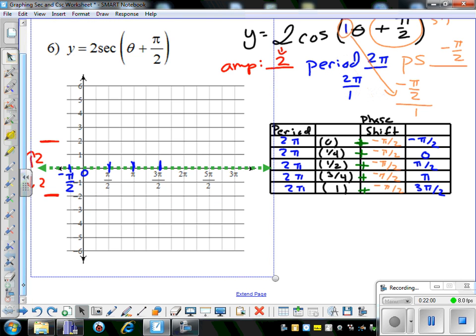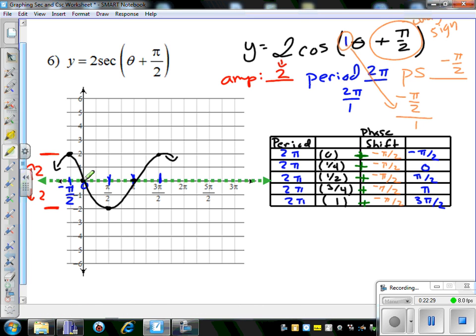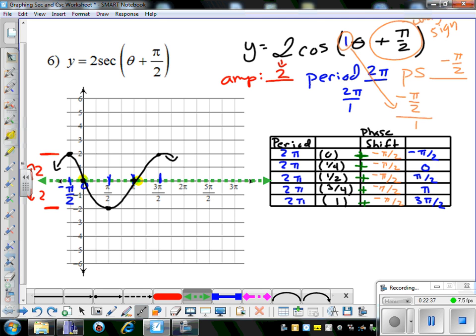Now, when I graph this through, I've got to graph the cosine function. The cosine function is going to start up at the top amplitude, hit the midline, bottom amplitude, midline, top amplitude. So I'm just going to take my pen and make a wave through it. Now remember, wherever my graph hits that midline, these spots here, that's going to be our asymptotes.